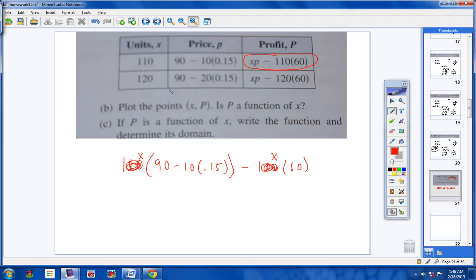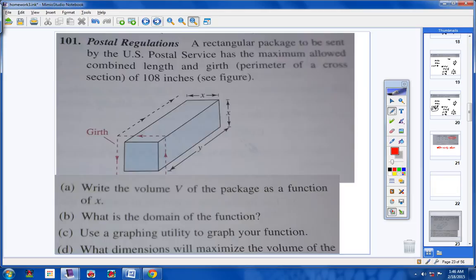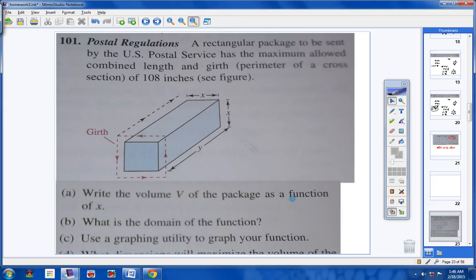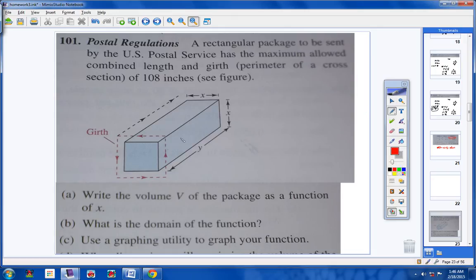Alright, moving on to number 101. A rectangular package to be sent by the U.S. Postal Service has the maximum allowed combined length and girth. And what is the girth? Now look, guys, it's the perimeter of a cross section. Let me slide this down a little bit. Here's the cross section right here. They call this end the cross section. So they're saying girth is the perimeter of the cross section. So all of this.